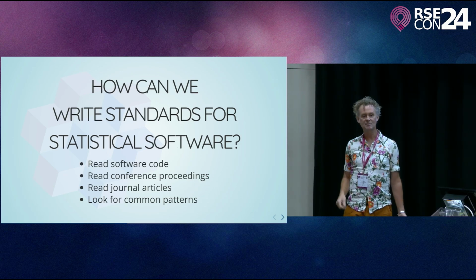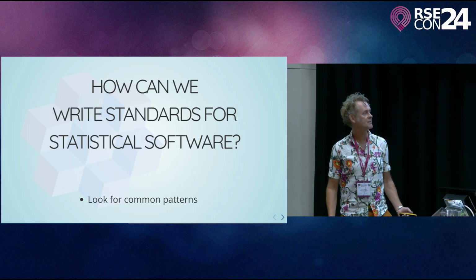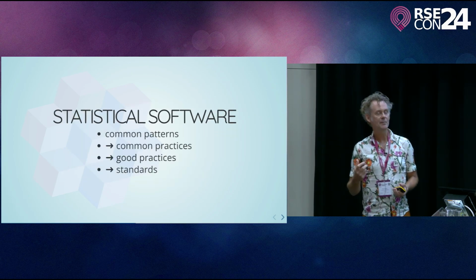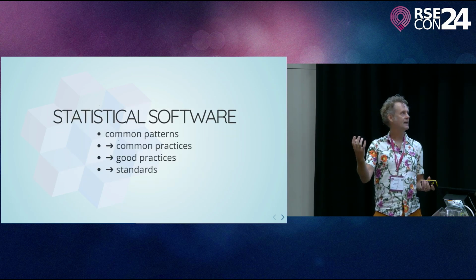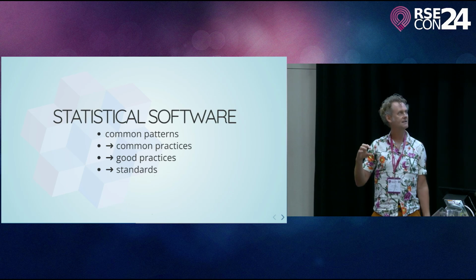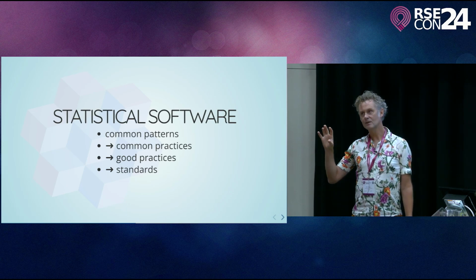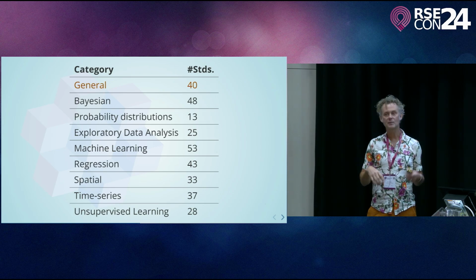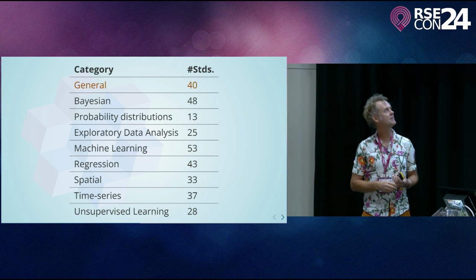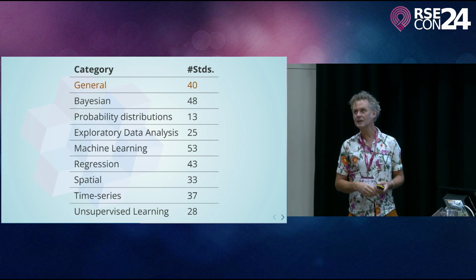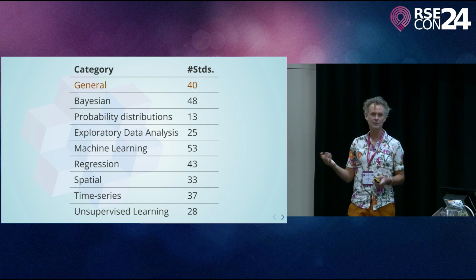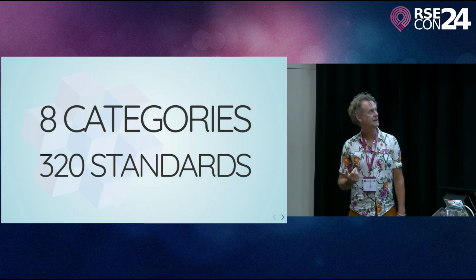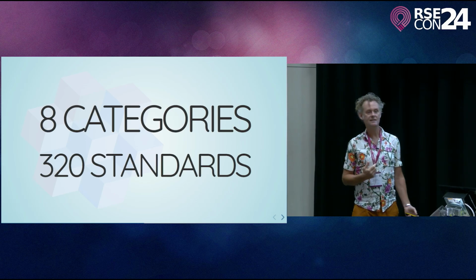So then we had to write these standards for statistical software. To go back to the points before of the data input for this project, this looking for common patterns was then extracted out, and from the common patterns, basically we looked for common practices in the design of software, distilled those into sets of good practices and converted those into written standards. And we ended up with this collection of numbers of standards. At the very top, it also includes general standards that all software is expected to comply with. So in total, in all those categories, there are 320 different standards across the 8 categories.